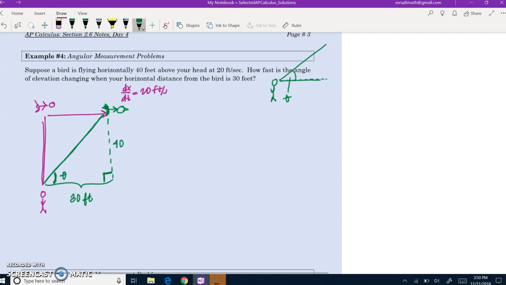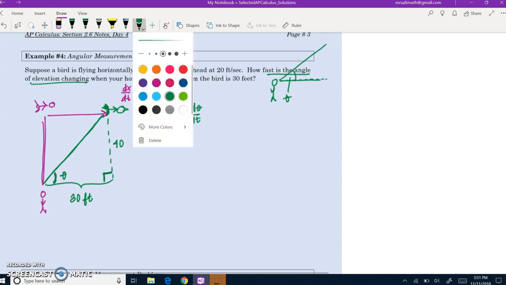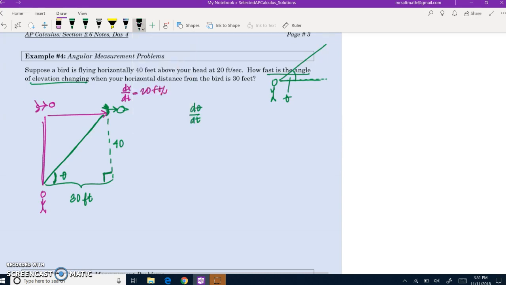So ultimately, if we're trying to figure out how fast the angle of elevation is changing, that means we're looking for d theta/dt. So we need a way of relating x and theta, and then we can use that equation to solve for how theta changes over time. So this value of 30 feet, our horizontal distance, represents x, and we have dx/dt, so how fast the bird is changing, how quickly that horizontal distance is growing.